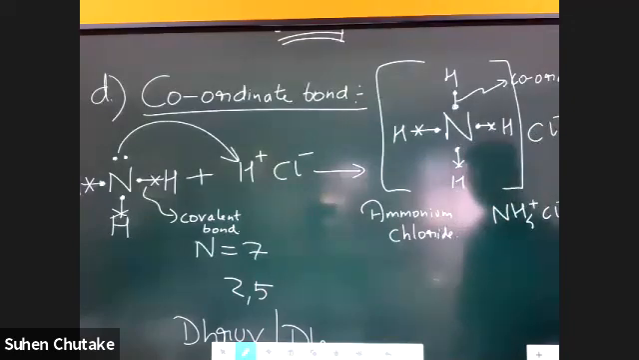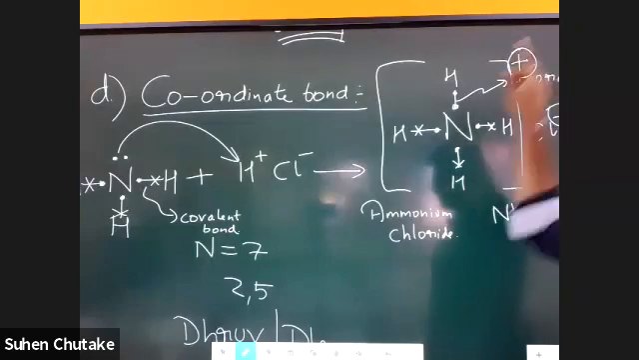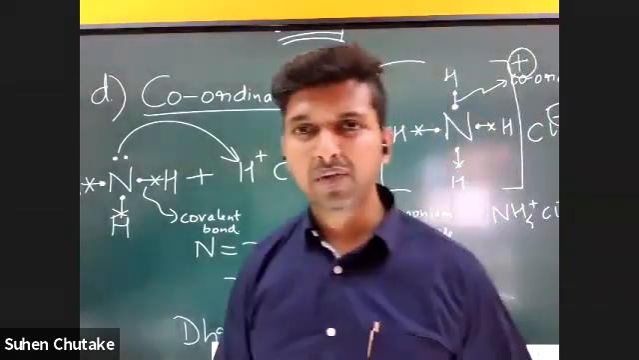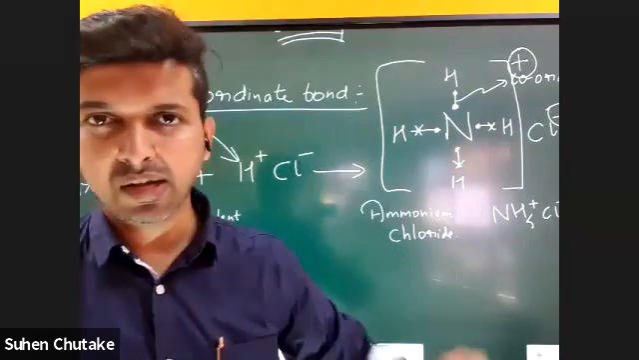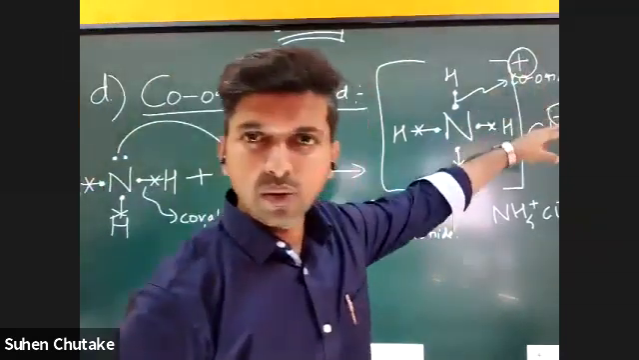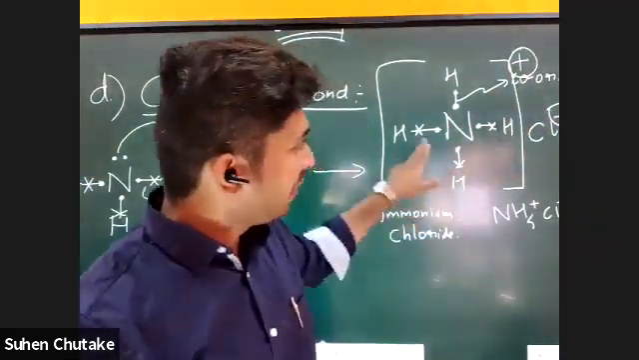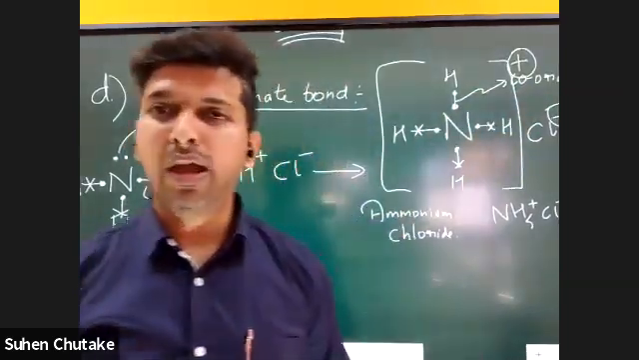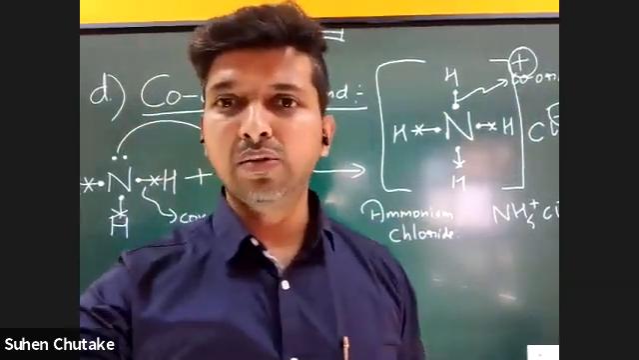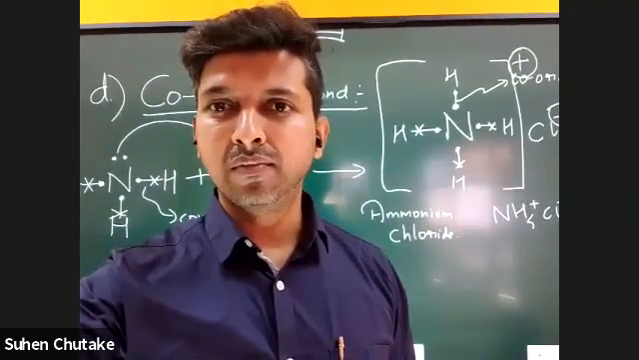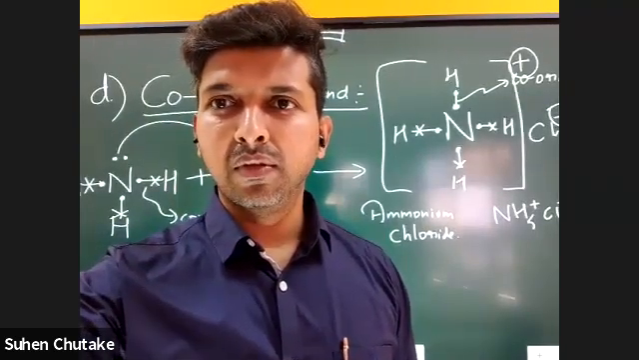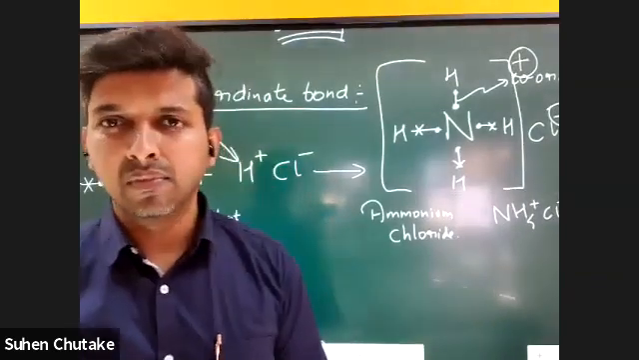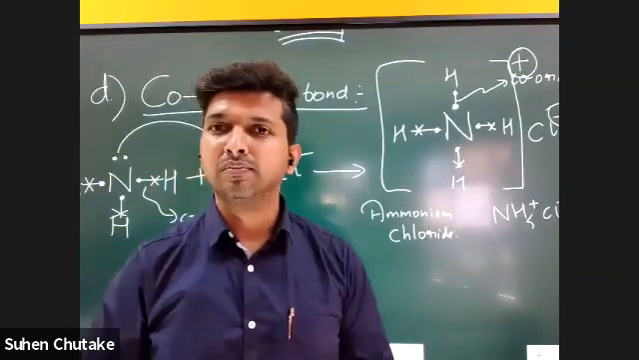This will form positive. The nitrogen will gain a positive charge, chlorine will gain a negative charge. So positive and negative make an ionic bond. So this is a compound which has all three types of bonds. It has ionic, covalent, and coordinate bonds. It has all kinds of bonds, right? Okay, understood?